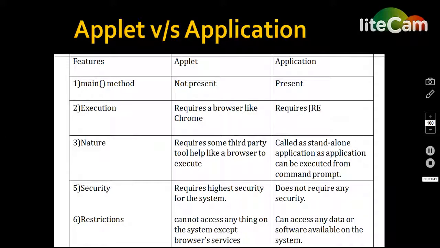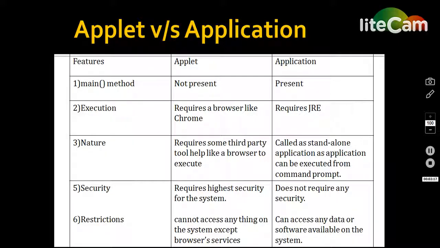This is the difference between applet and application. First is the main method, which is not present in an applet but is present in an application. For the execution environment, an applet requires a browser like Chrome, Firefox, Internet Explorer, etc., but an application requires only the Java runtime environment. Nature: an applet requires some third-party tools to help the browser execute it, while an application is standalone and can be executed from the command prompt. Security: high security for the system in an applet, but no security is required in an application.